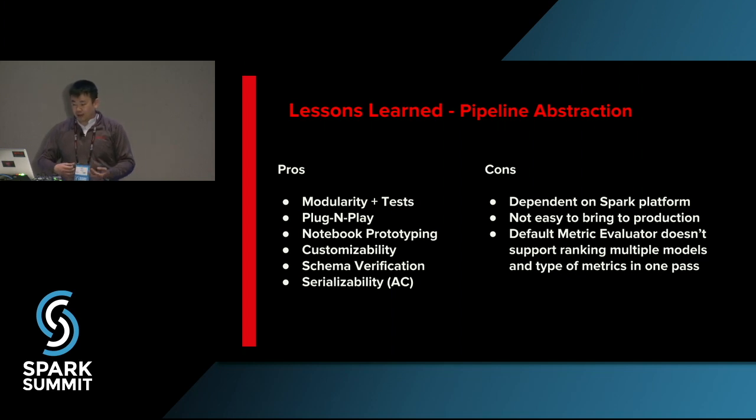Also, the metric evaluator in Spark doesn't support computing ranking metrics for multiple models in one pass. It only allows you to compute metrics for one model in one pass of the data. For example, if we are building 10 models and computing 20 different metrics, then you need to go through the data 200 times, which is pretty expensive. So we need to customize this part of the code in order to load the data once and compute all the information we need.